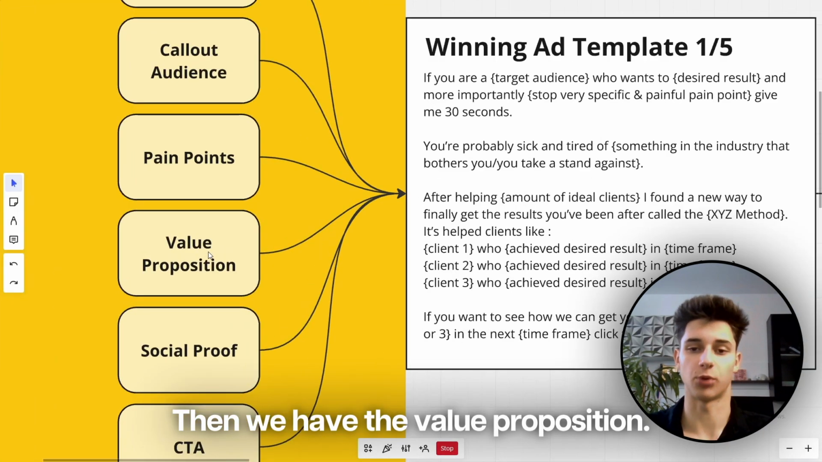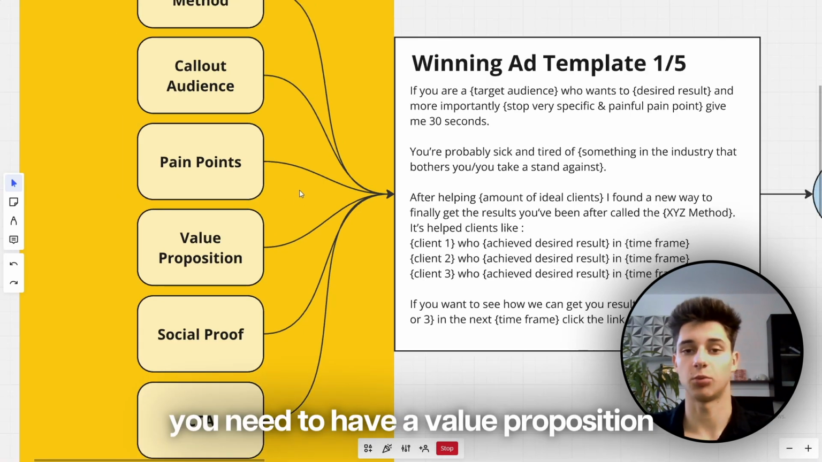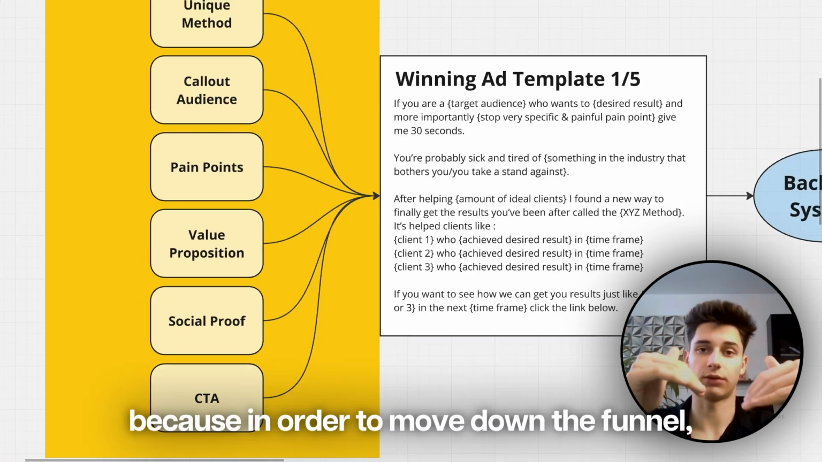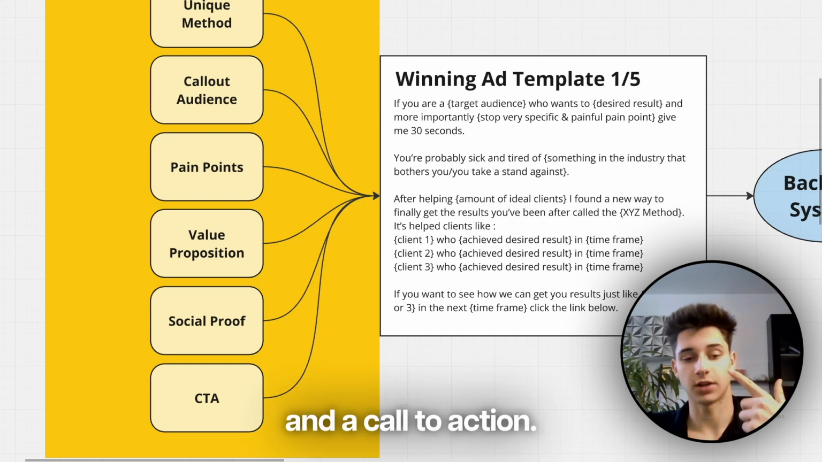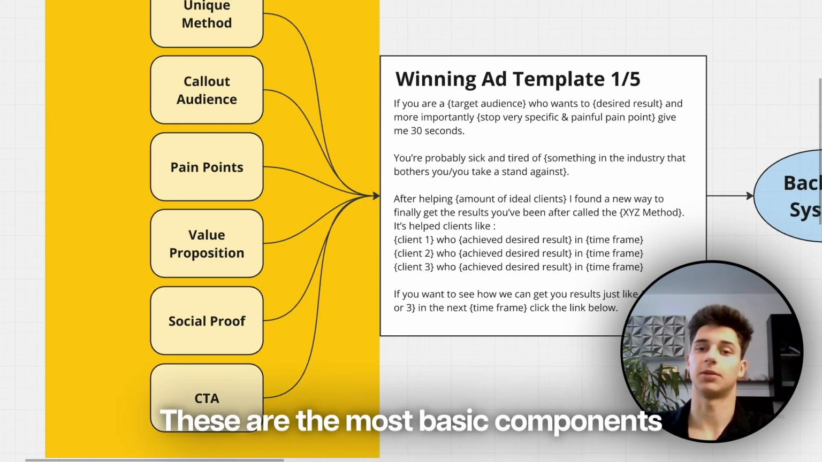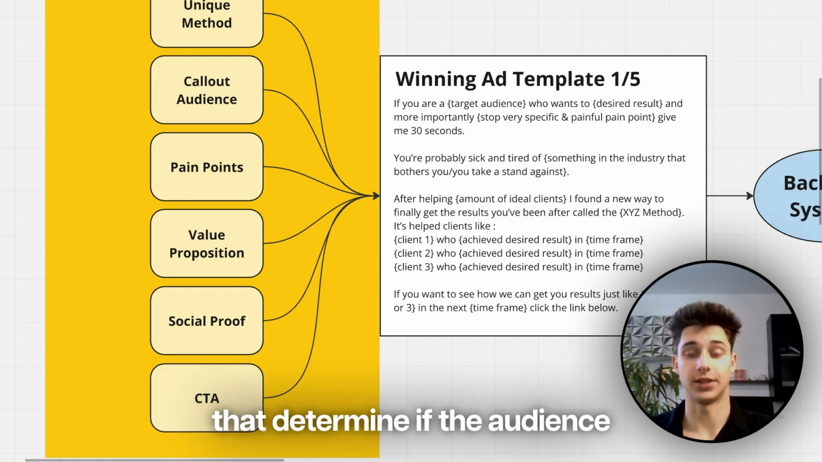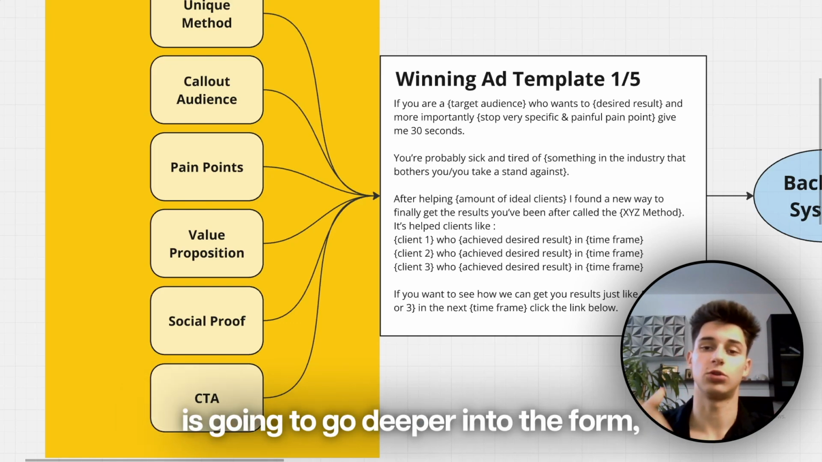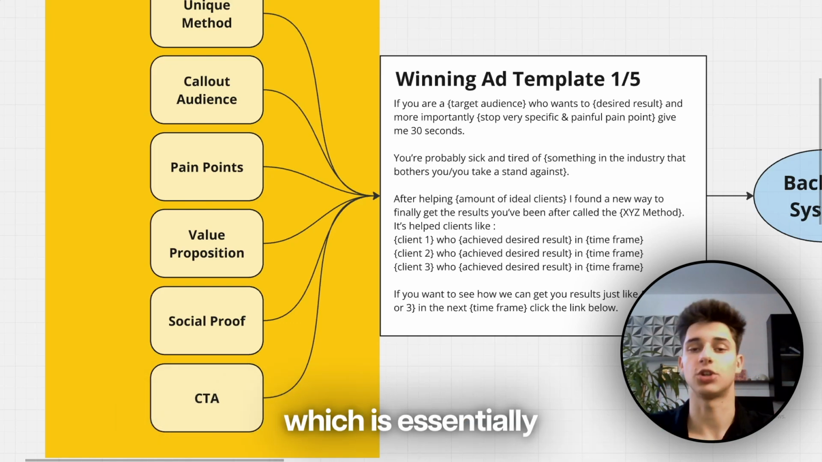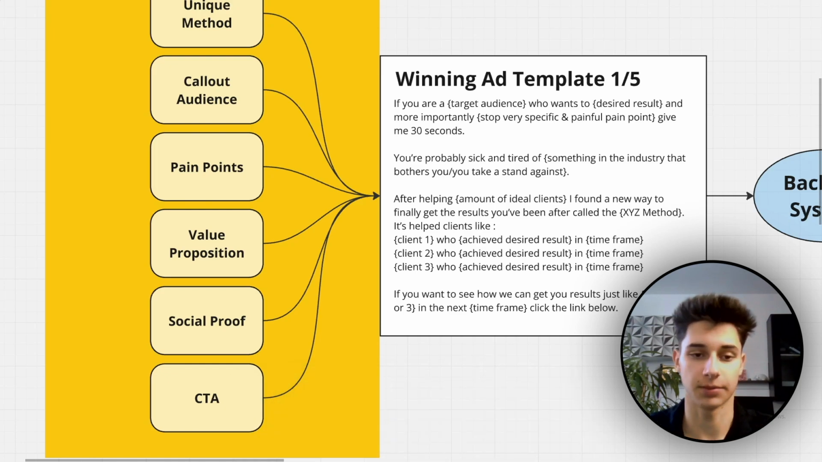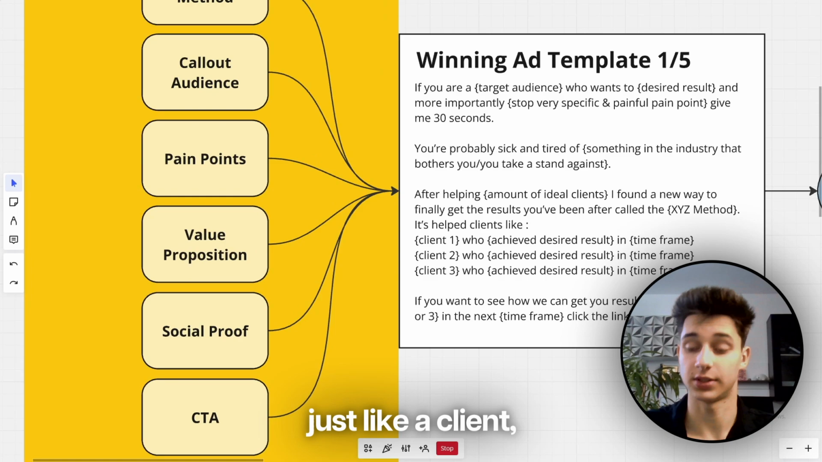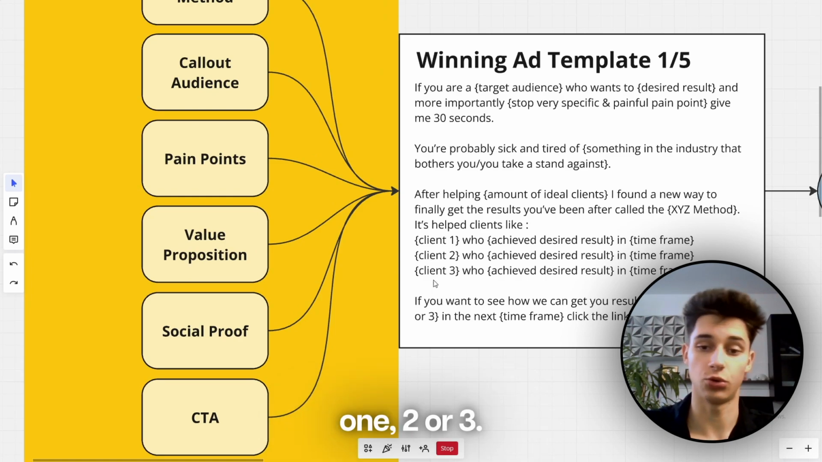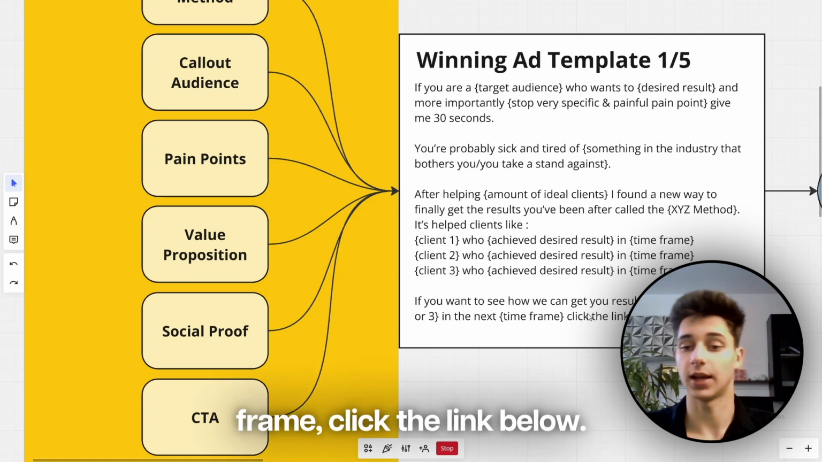Then we have the value proposition. Obviously, you need to have a value proposition because in order to move down the funnel, you have to have a value proposition and a call to action. These are the biggest components that determine if the audience is going to go deeper into the funnel, the middle of the funnel, which is essentially your content ecosystem. So the value proposition is, if you want to see how we can get your results just like client 1, 2, or 3 in the next time frame, click the link below.